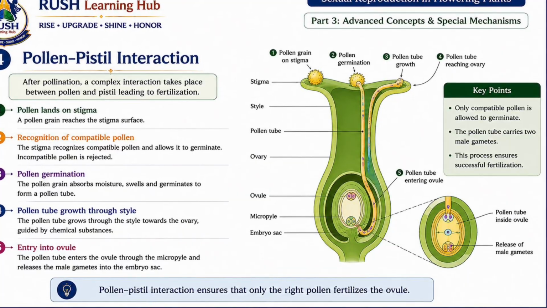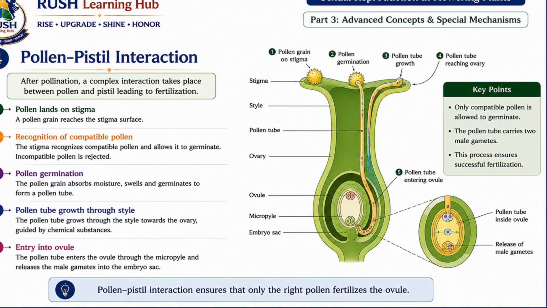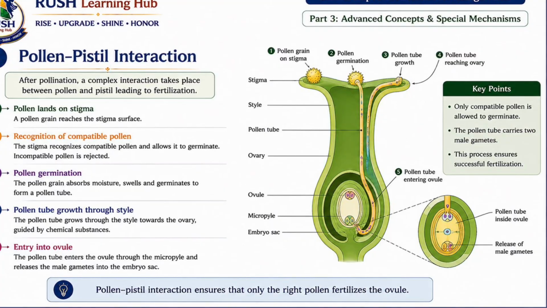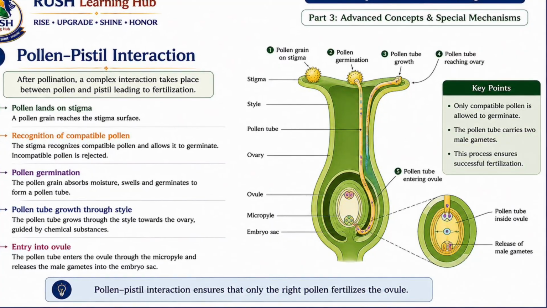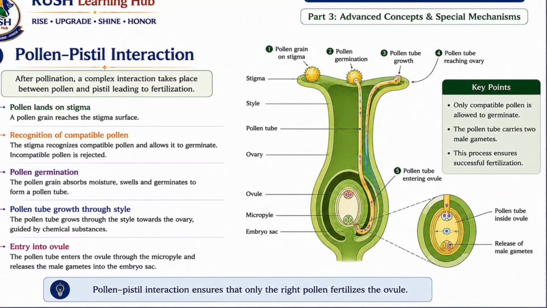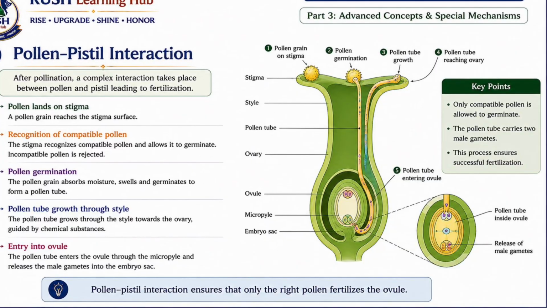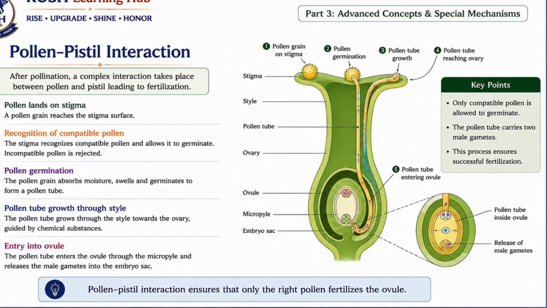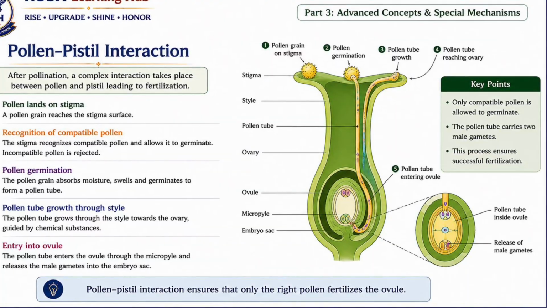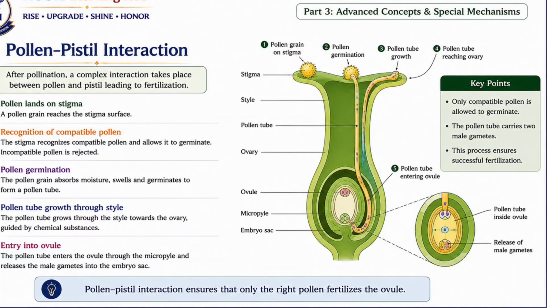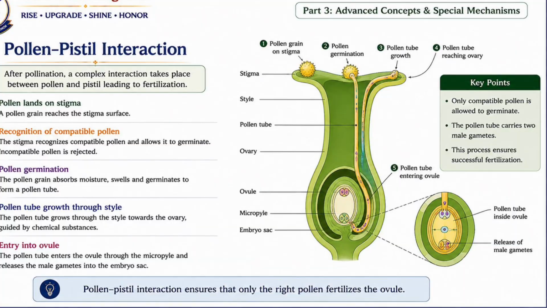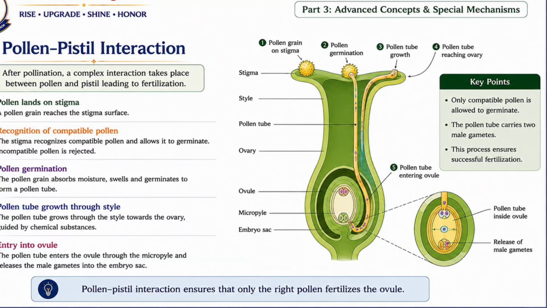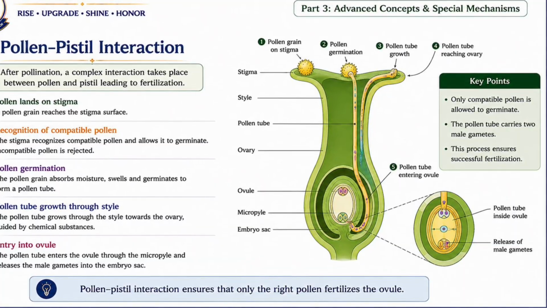Significance of pollen-pistil interaction. The pollen-pistil interaction acts as a biological screening system. It ensures that only the correct pollen grain germinates and reaches the ovule. This increases the chances of successful fertilization and healthy seed development. Thus, pollen-pistil interaction is an essential link between pollination and fertilization in flowering plants.